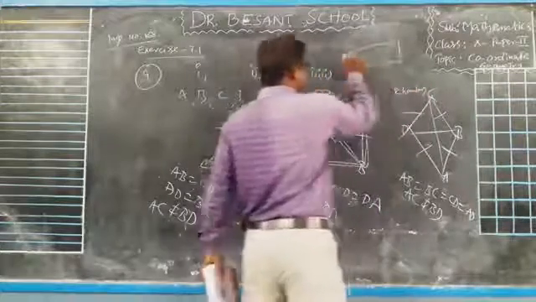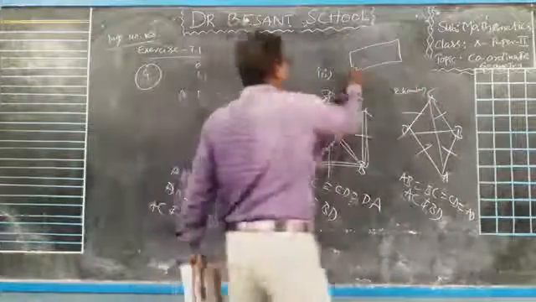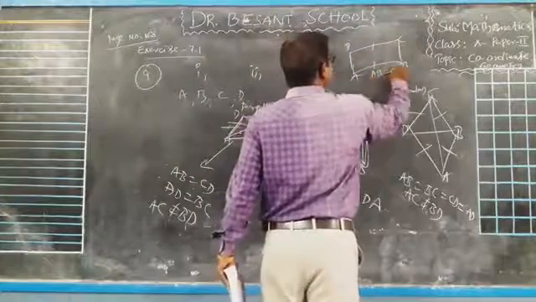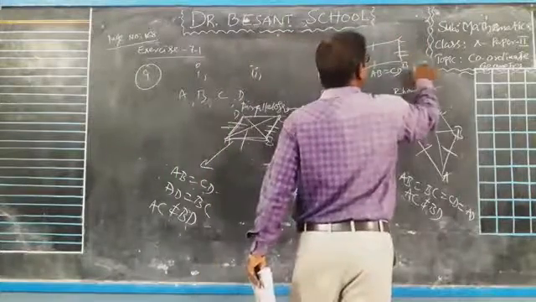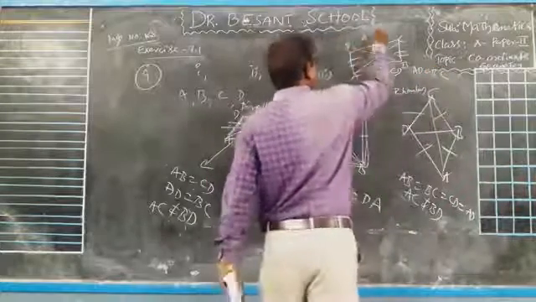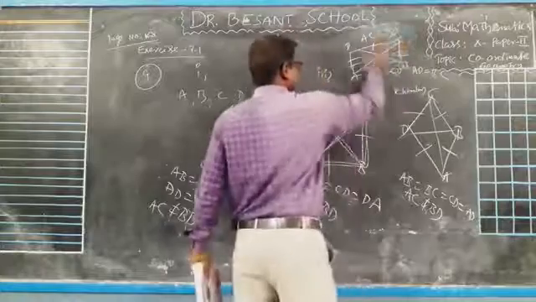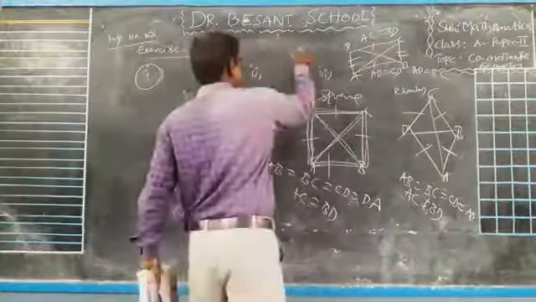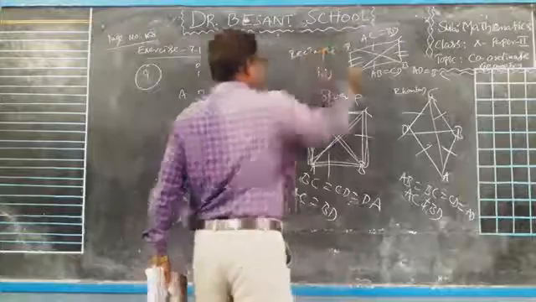In case it is a rectangle, ABCD, AB equal to CD, and AD equal to BC, and diagonals AC and BD equal, AC equal to BD. So opposite sides are equal and diagonals also equal, that is called rectangle.